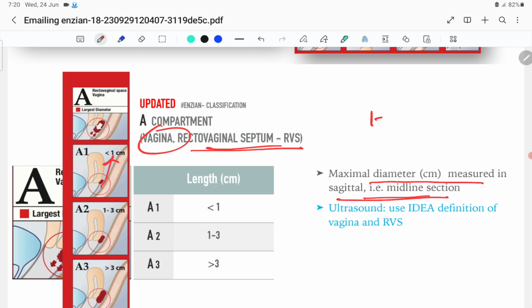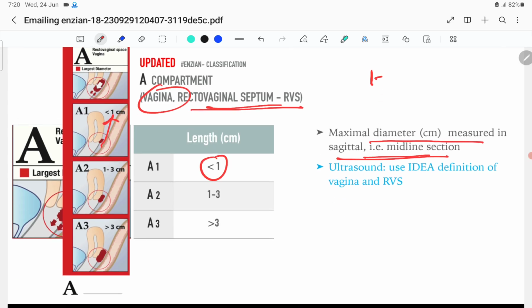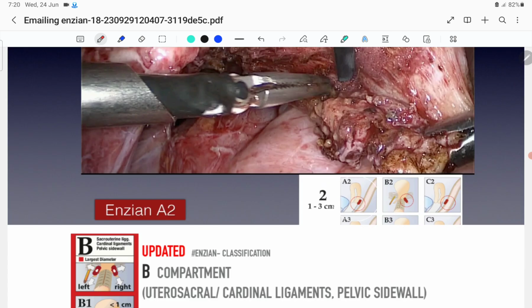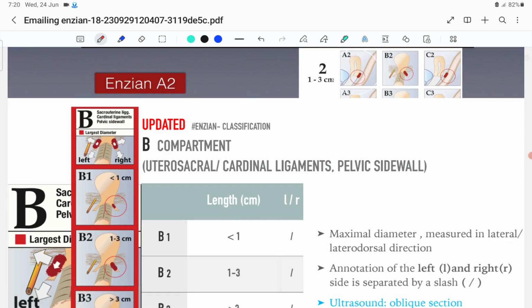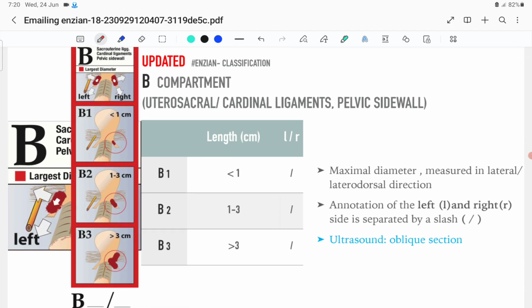Rectovaginal septum or vagina: less than 1 centimeter is A1, 1 to 3 centimeter is A2, and A3 is more than 3 centimeter. Ultrasound definition of vagina, rectovaginal septum. So compartment A is the rectovaginal septum or vagina. Compartment B is the uterosacral ligament and cardinal ligaments, pelvic side wall.